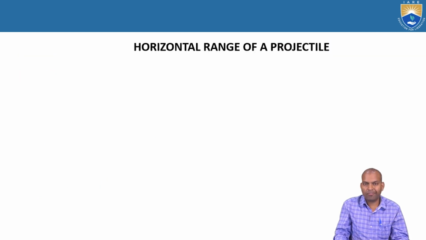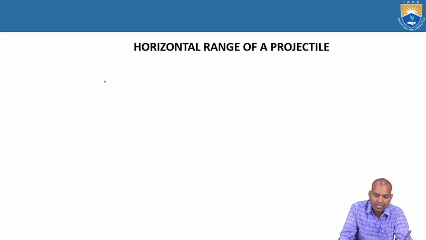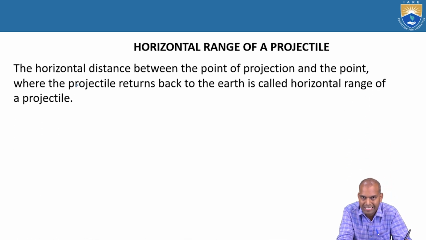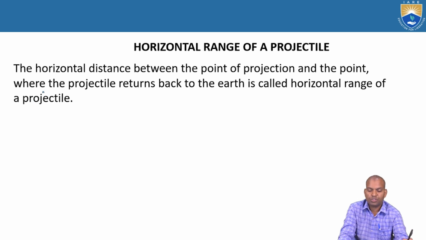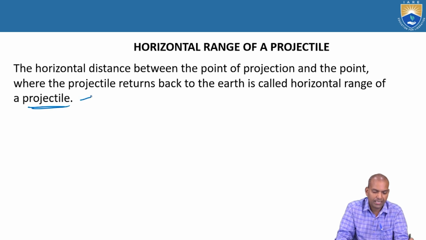Next, the horizontal range. The second component is the horizontal range of a projectile. What is the horizontal range? The distance between the point of projection and the point where the projectile returns back to the ground is called the horizontal range of a projectile.